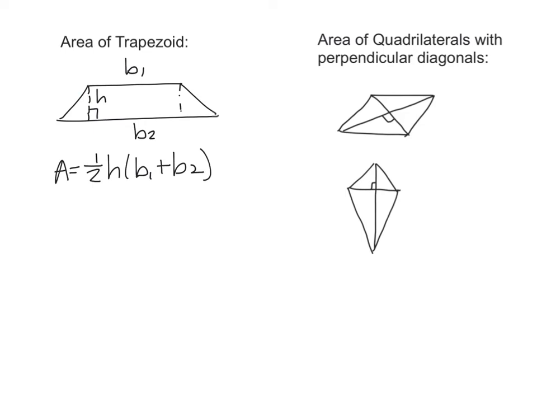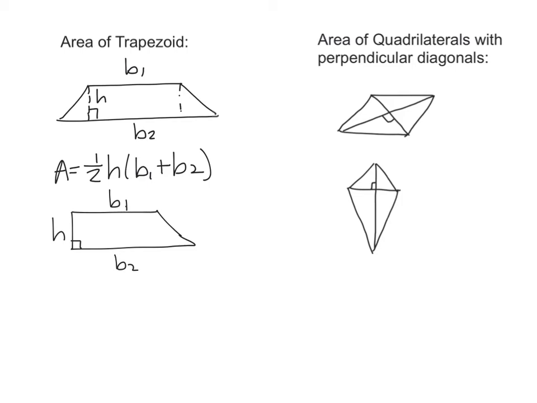Now this is the same thing if our trapezoid were to be like this. This would be base 1, this is base 2, this is our height. The formula is still exactly the same. It's 1/2 the height times the sum of the bases.